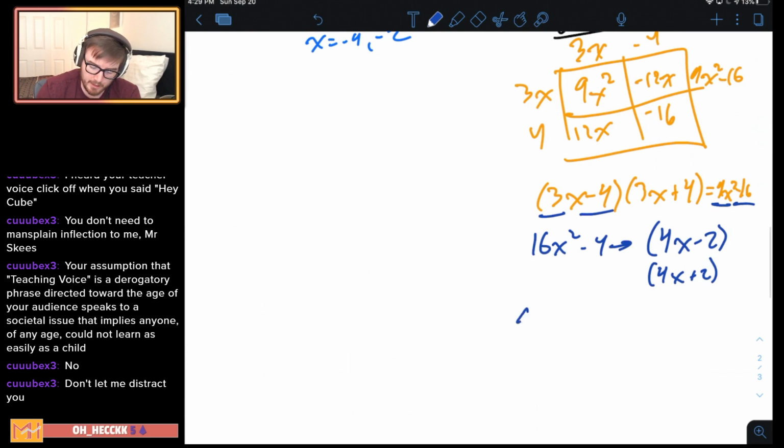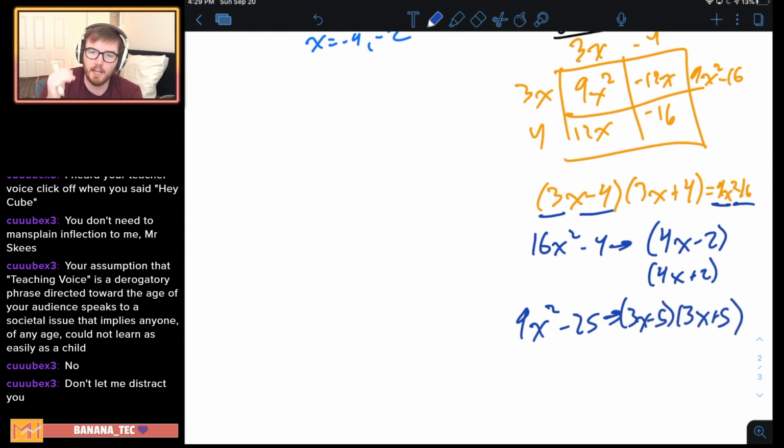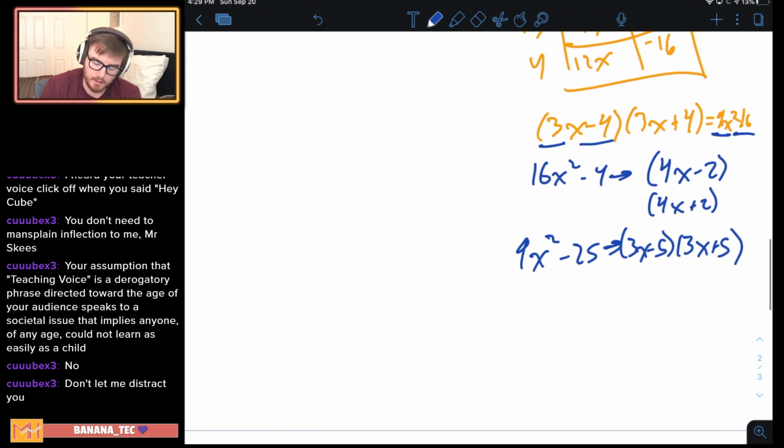Do you see the pattern yet? 9x squared minus 25. What does that factor into? 3x minus 5, 3x plus 5. Boom, it's instant.